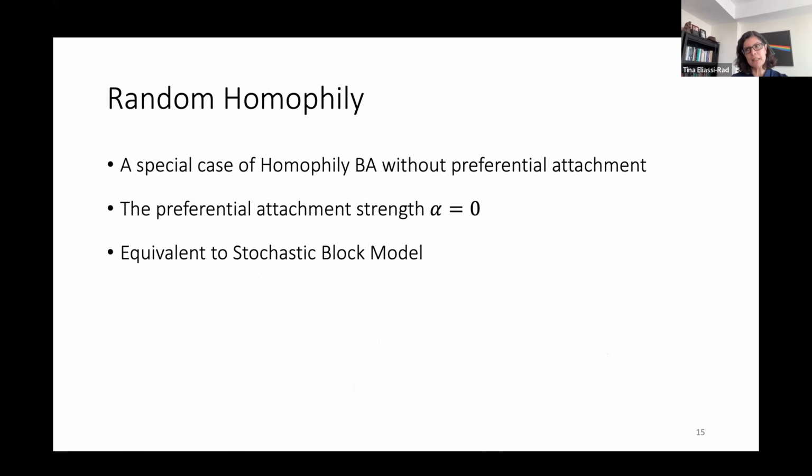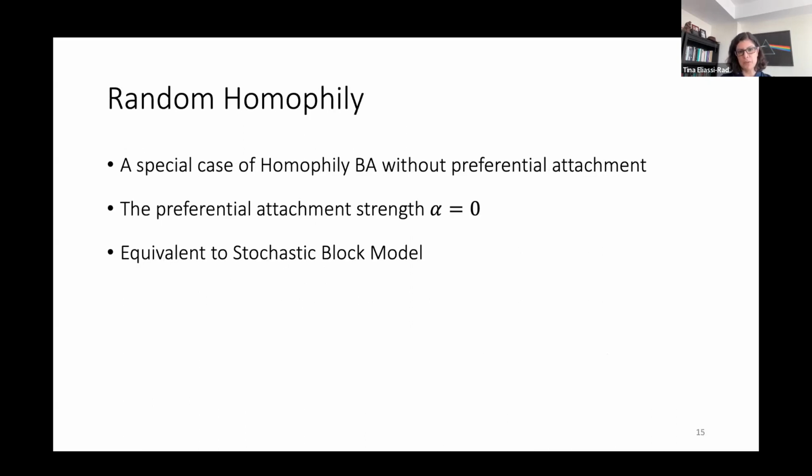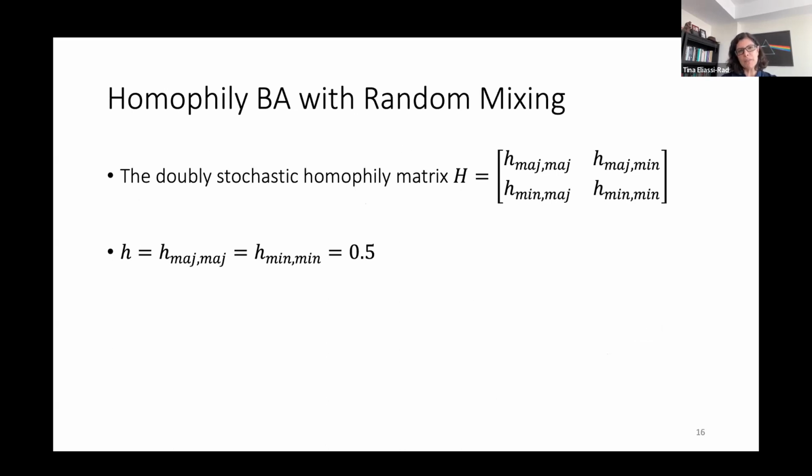We also modify this homophily BA to just be a random homophily where there is no preferential attachment, where this alpha, the preferential attachment exponent, is 0. And this is equivalent to the stochastic block model, and you may have heard of it. If I make alpha 0, then this becomes 1 and this becomes 1. So I'm not taking degrees into account when I try to find friends for this new node that has entered into the network. We also use homophily BA with random mixing, where there is no homophily. So in this case, the probability of connecting to another node would be 0.5.